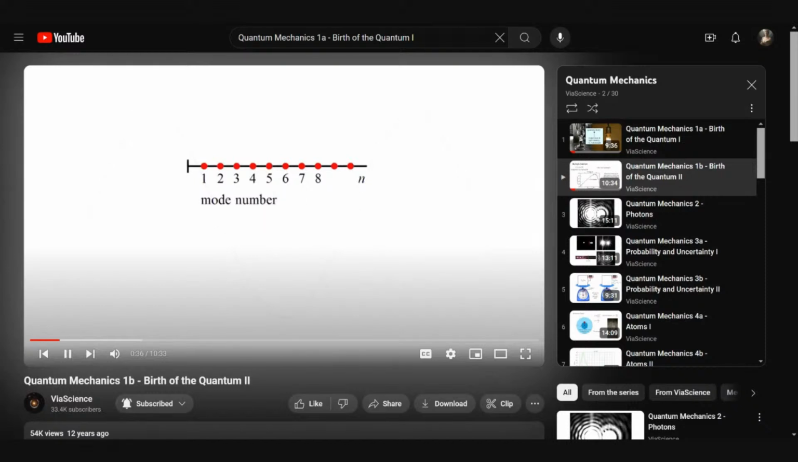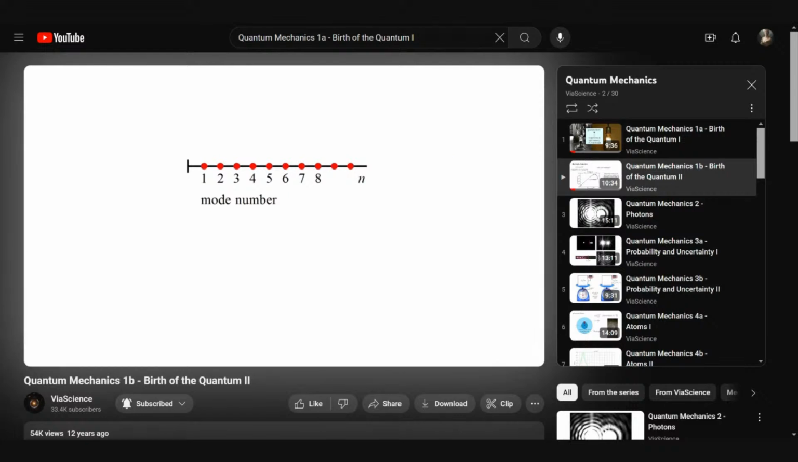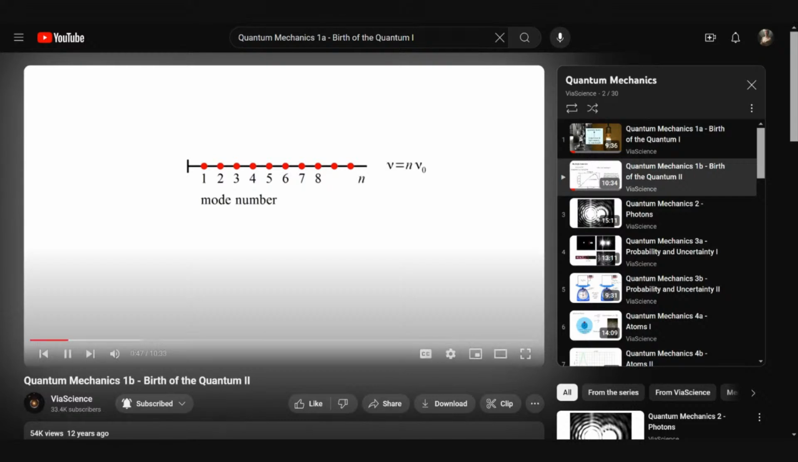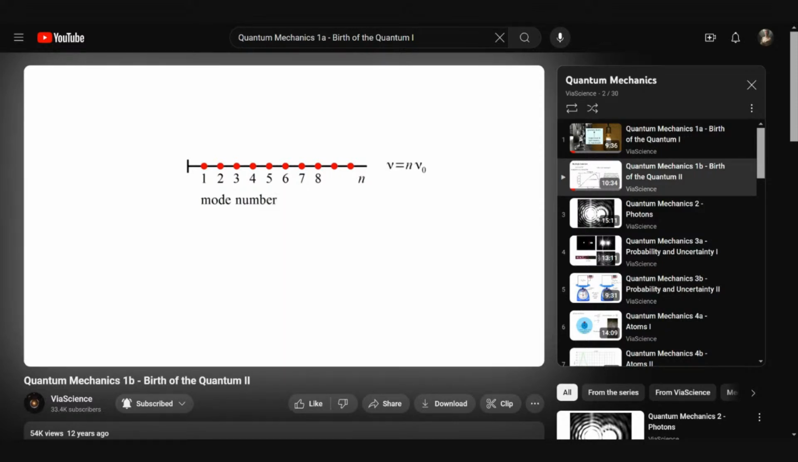Okay. We can draw a number line and place red dots at the integers n equals 1, 2, 3, and so on, and each dot will then represent a mode. We use the Greek letter nu, which looks a lot like a V, to represent frequency. The frequency of the nth mode is n times some fundamental frequency nu 0. So the fifth mode oscillates with the frequency 5 nu 0.